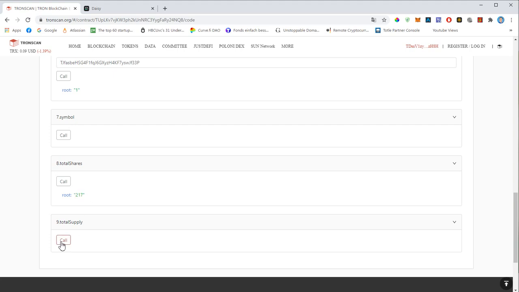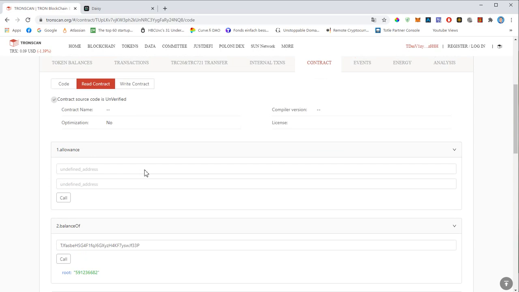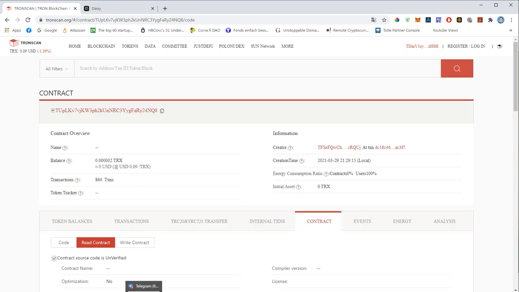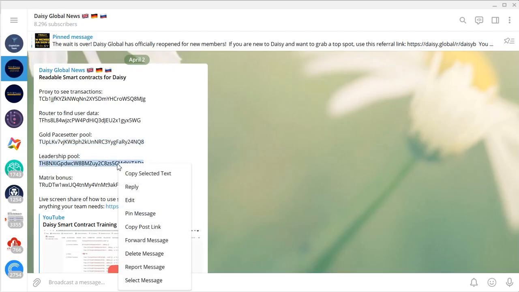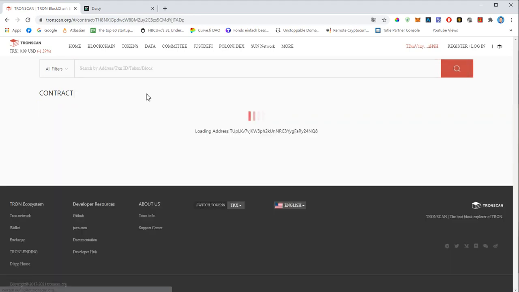Okay, total supply. I guess that's the total funds sitting in the paysetter gold pool. Okay, that will be distributed across all the paysetters. Okay, so this was the paysetter gold, and let's have a look at the leadership pool, right? Okay, let me search for it.